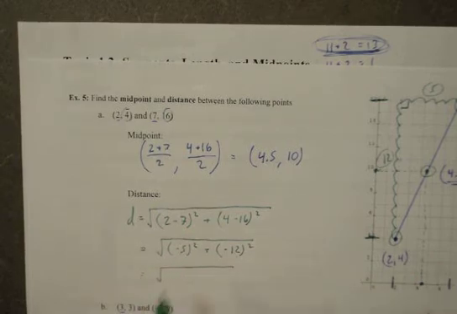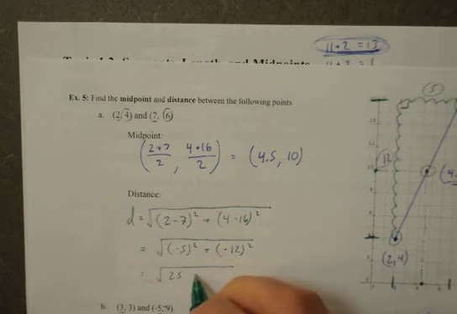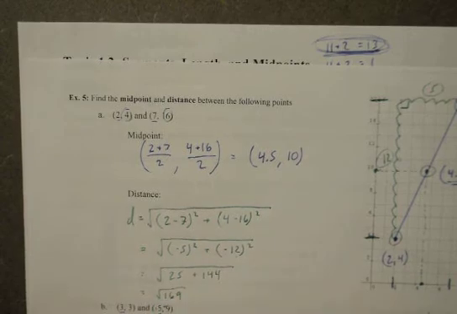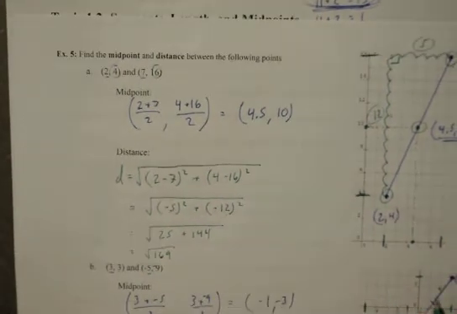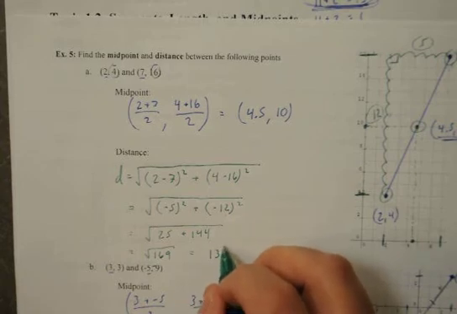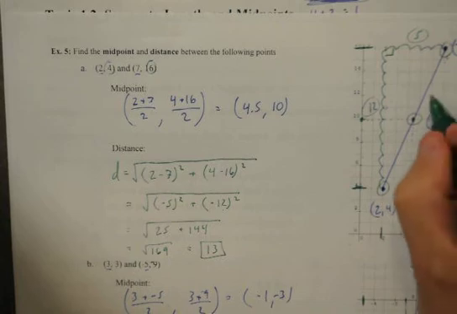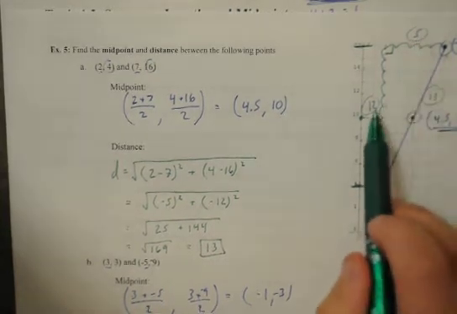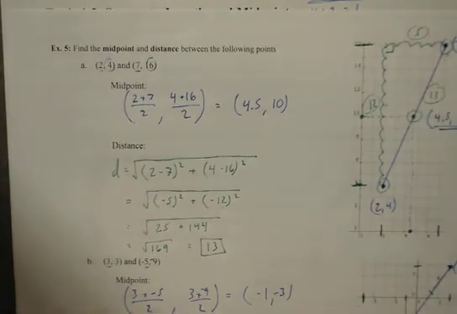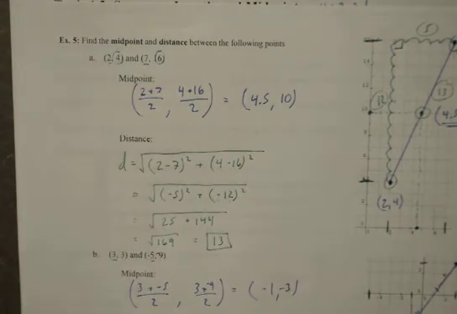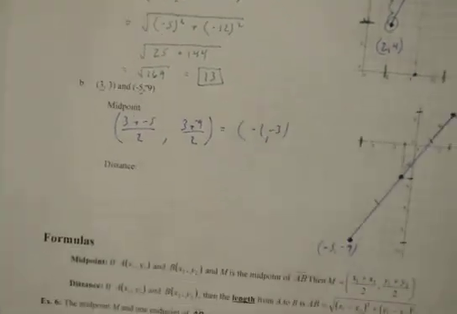And now you do -5 squared, which is positive 25, and -12 squared, which is positive 144. That adds up to the square root of 169, which is 13. This is called a 5, 12, 13 triangle. It's a special triangle. It shows up, and we'll definitely know about that later.